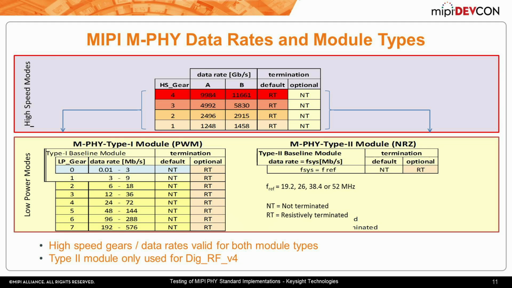And then for our low-speed PWM, the data rates fall into these different categories of data ranges, and you can mix and match the low-speed gears with different high-speed gears. So you don't have to support all of these, and let's say you supported a gear 3 here, that doesn't imply that you support gear 3 over there. And mostly we see PWM type of operation here for M-PHY versus the type 2 sys interface here, which is used, I think, only for DigRF right now.